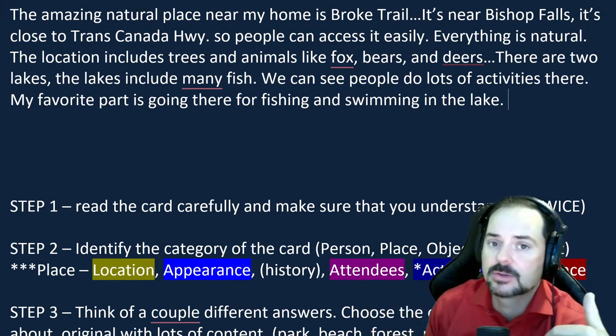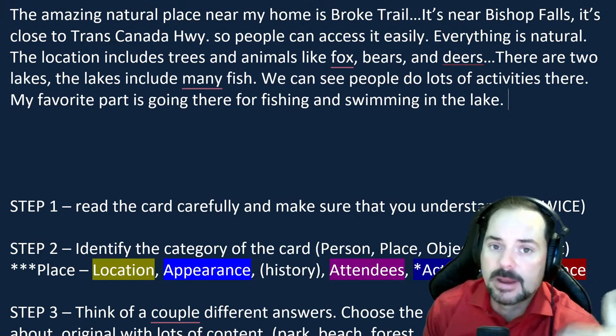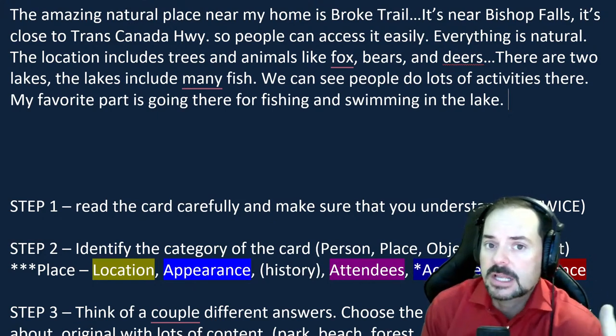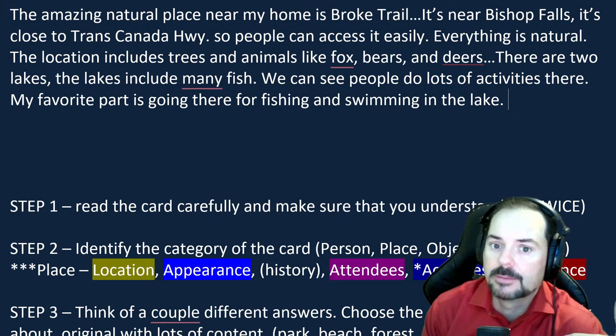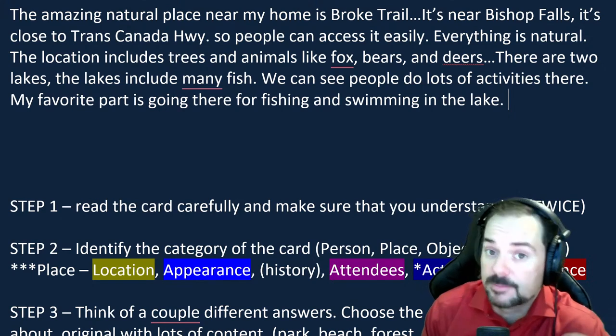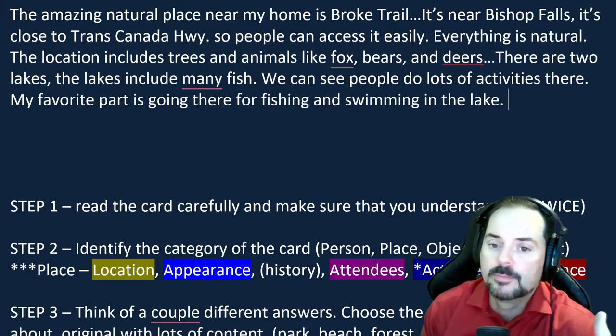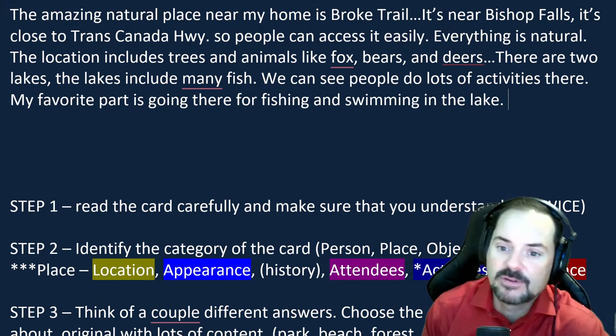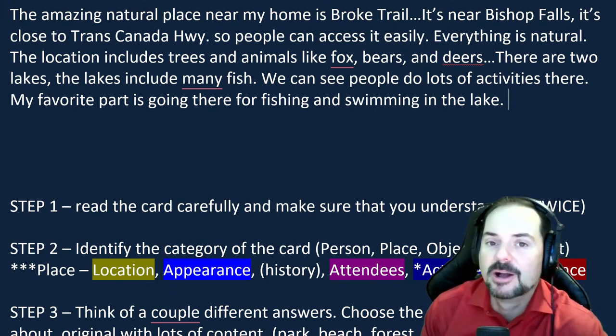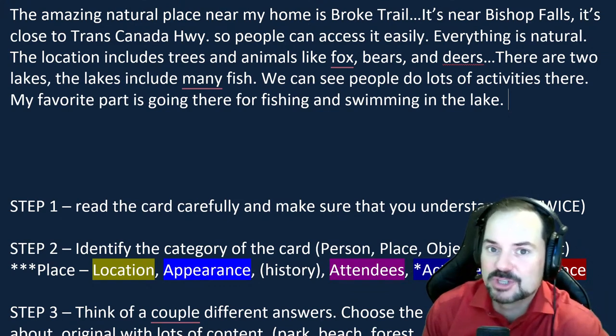And that last question, a memory you have going to this place, I think you were a little bit late explaining that part. I think that you spent a little bit too much time explaining the appearance of the place. So instead of listing like fox, bear, deer, flora, fauna, lakes with fish, either do that part faster or keep it shorter. So one of the two, right?